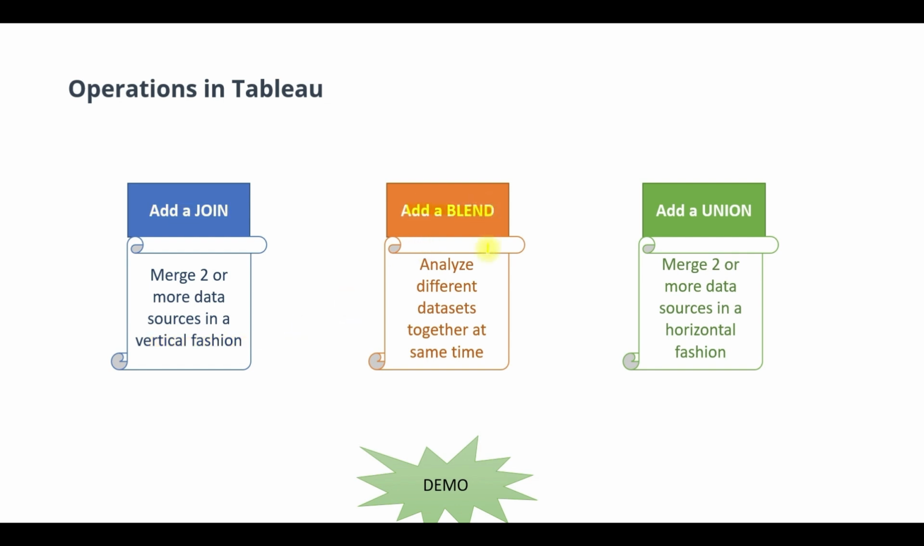Next is add a blend. Blend is a very powerful feature of Tableau. It is used to analyze multiple data sources together in a single view. Just one condition, multiple data sources should be related.